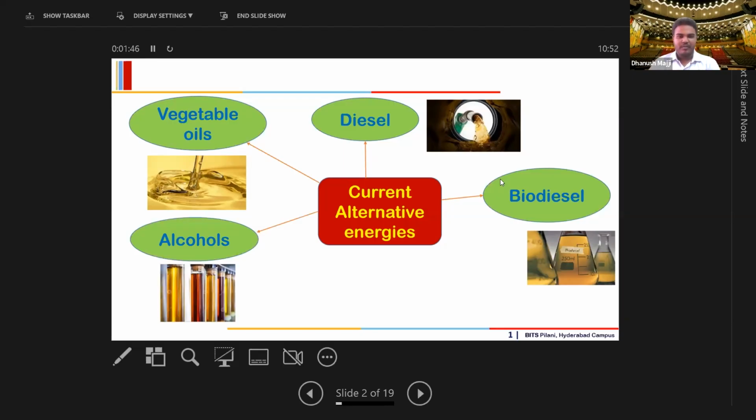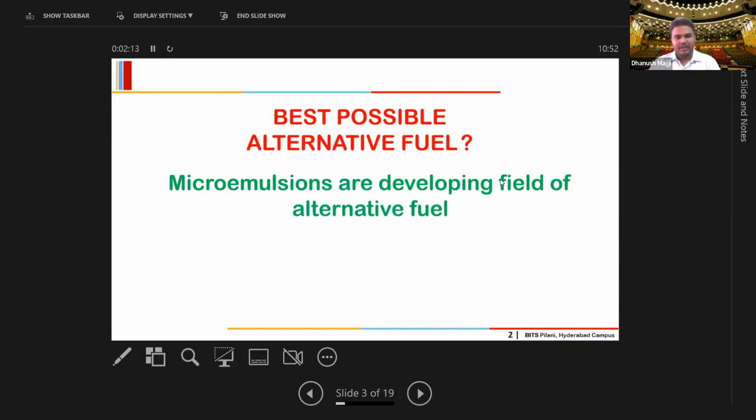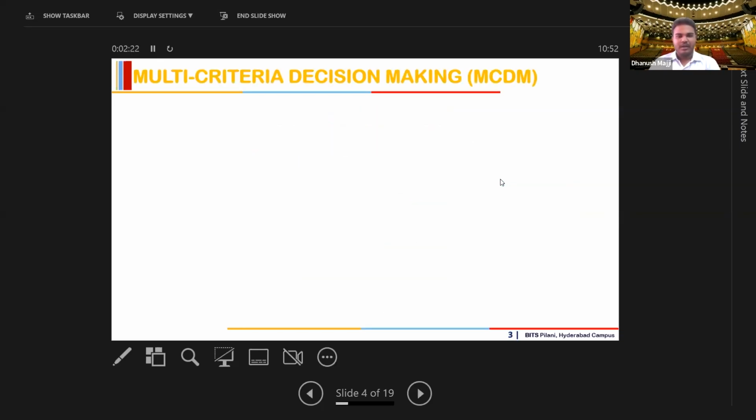Now alcohols, which are another class of diesel replacement. These are uneconomical and often show poor miscibility with diesel. Now water, which is used at a very low percentage because it helps in improving combustion and reducing emissions. So what would be the best possible alternative? Microemulsions are a developing field of alternative fuels which are thermodynamically stable with better performance and emission characteristics.